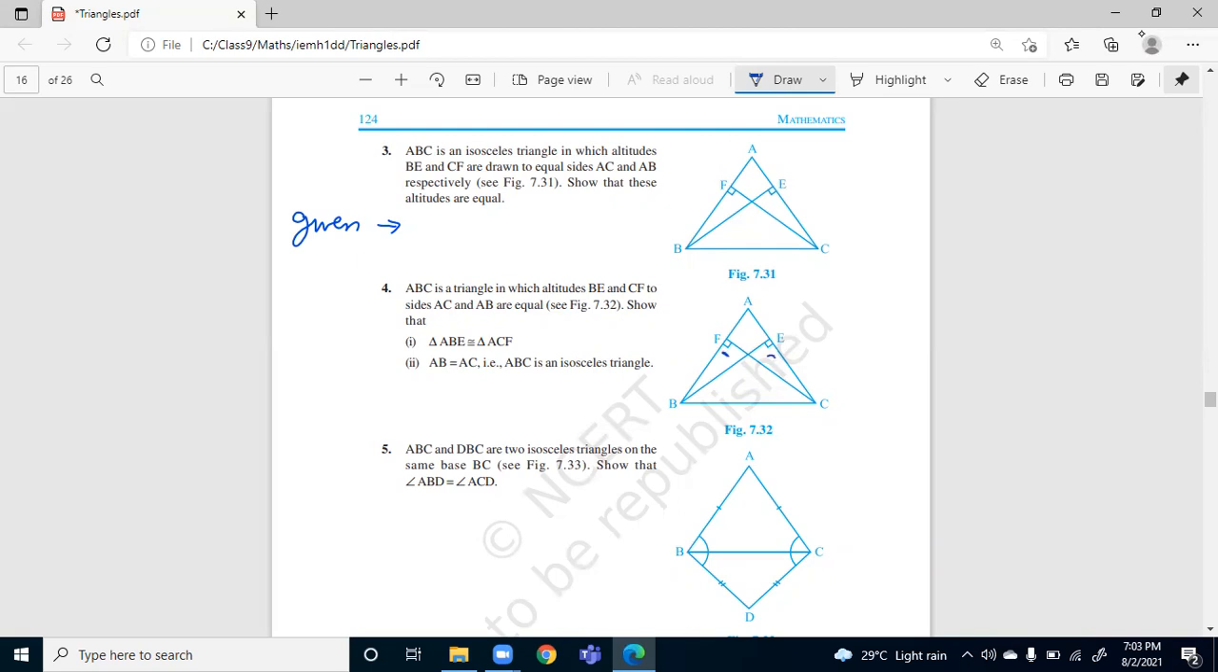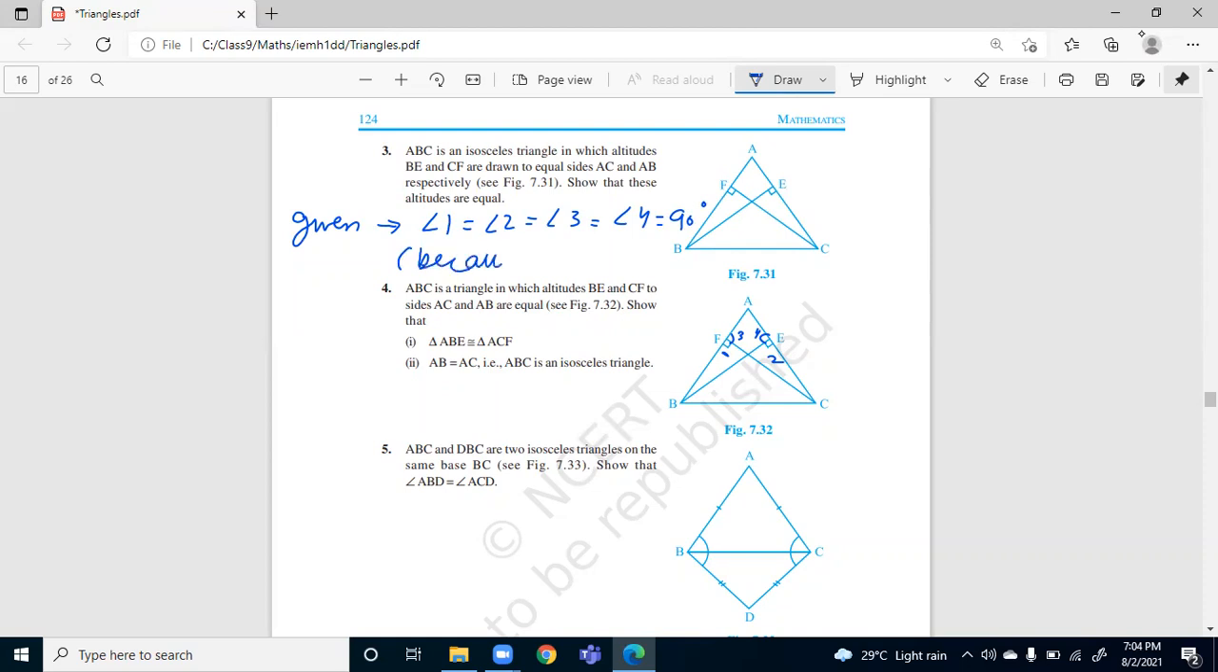This is angle number 1, this is angle number 2. This is angle number 3 and this is angle number 4. So I can say angle 1 is equal to angle 2 is equal to angle 3 is equal to angle 4, and these are all equal to 90 degrees. Reason?